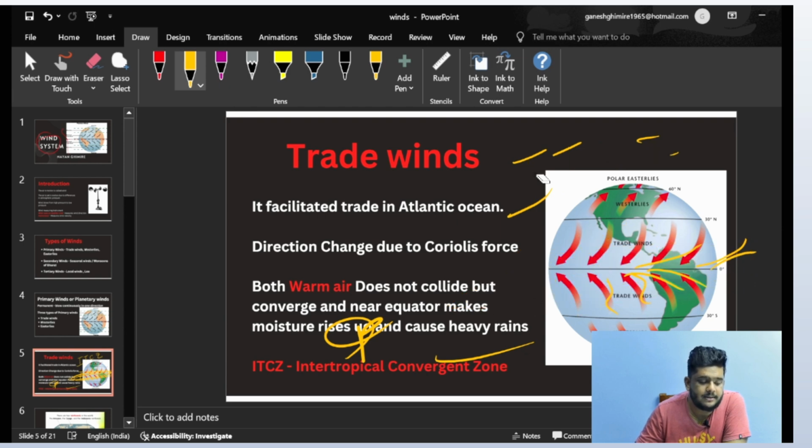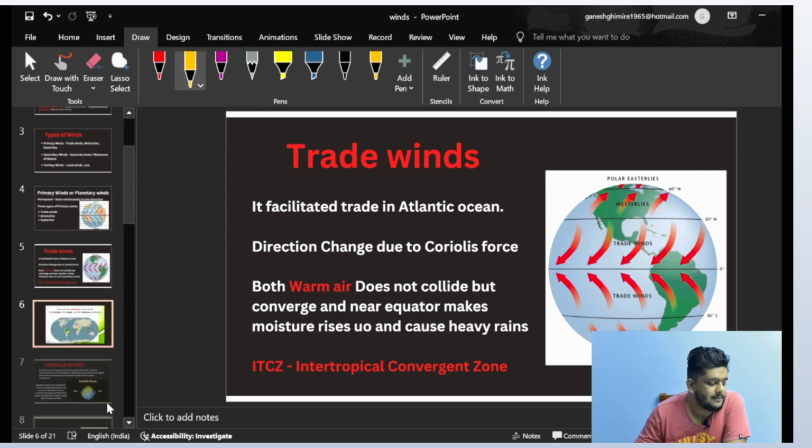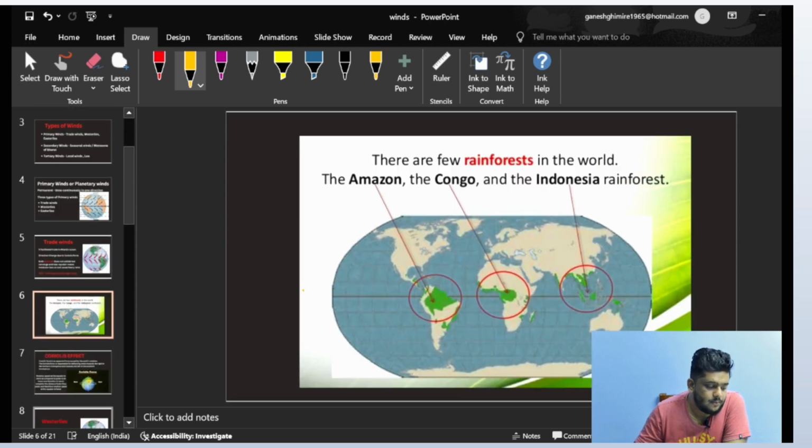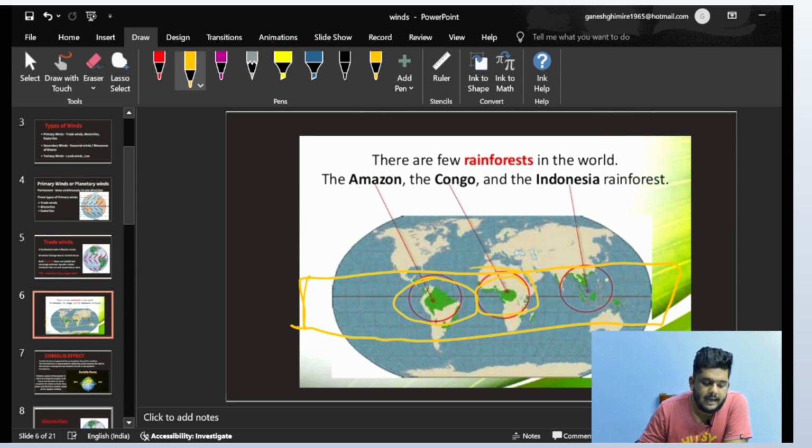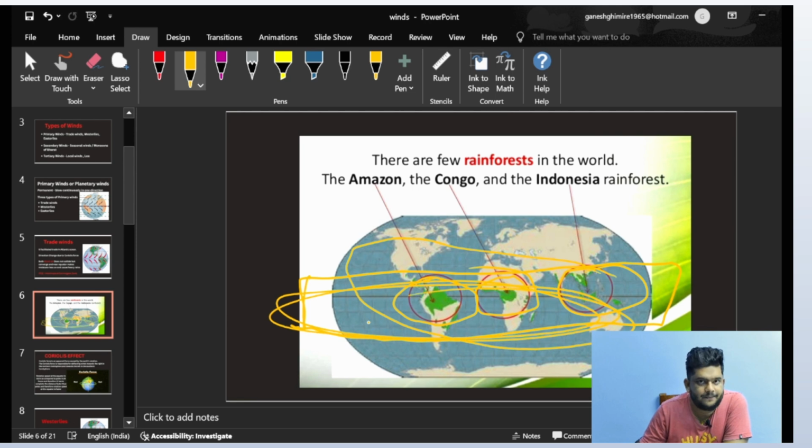Now, when there is moisture, what happens? There is heavy rainfall. And as you can see in this image, this zone is the ITCZ. You can see the Amazon rainforest is also in this zone. The Congo river basin, Congo rainforest is also in this zone, and the Indonesian rainforest is also in this zone. Why? Because there is so much moisture, and with moisture there is much rainfall. Now if there is rainfall, then obviously there will be tropical rainforest, and most tropical rainforest falls within ITCZ.